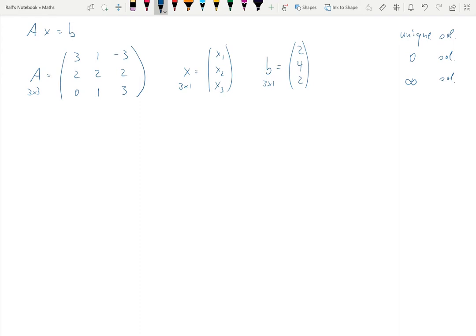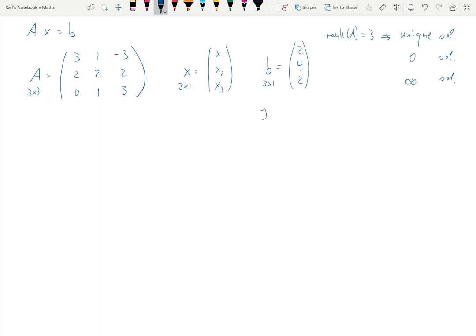That is when the rank of your coefficient matrix A is equal to 3. So if you have a full rank coefficient matrix, then you have a unique solution. That's the only case where you will have a unique solution. We'll think about the other two cases in a moment. So the first thing we want to establish is whether the rank of A is 3.